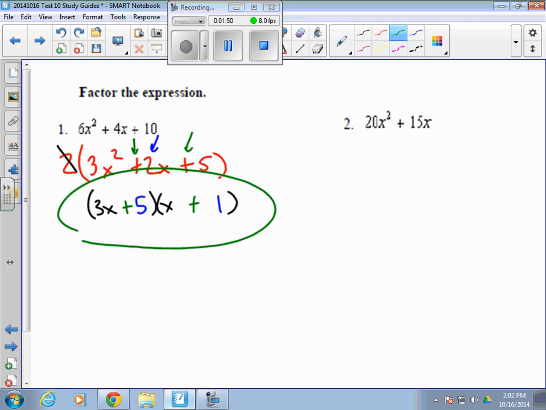Number 2 says 20x squared plus 15x. Take out what they have in common again. They both have a 5 and an x in common. 5 times 4 gives you 20, and x times x gives you x squared. Plus 5 times 3 gives you 15, and x times 1, so simply 5x times 3 to get 15x. This is considered factored.